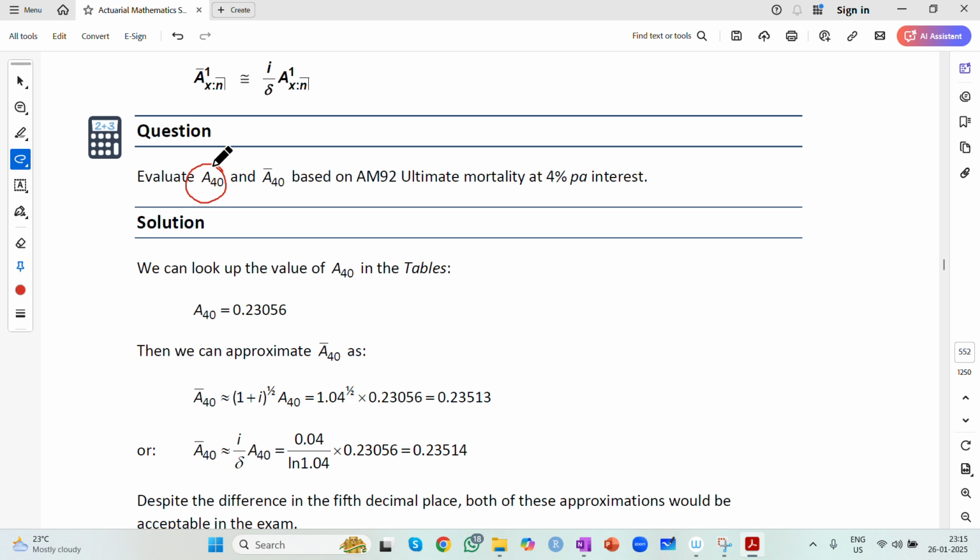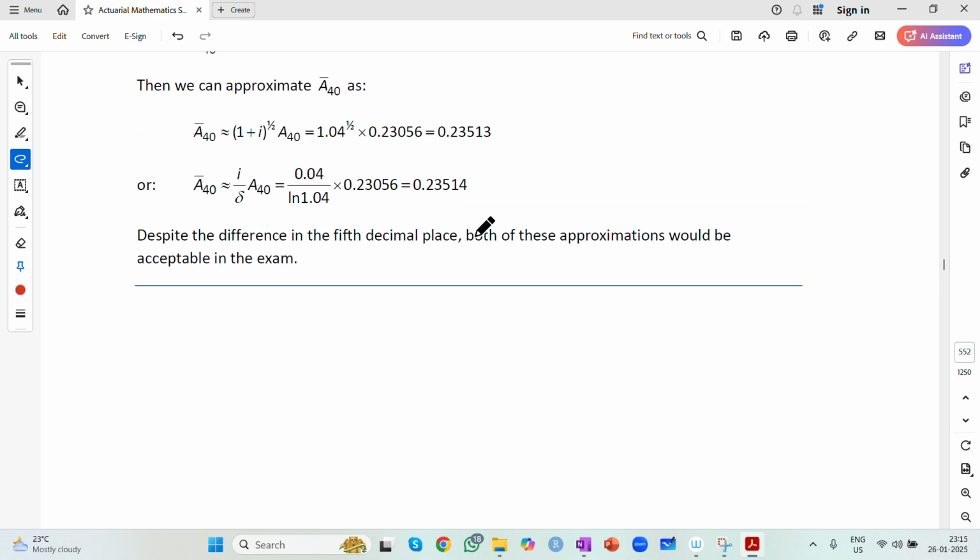The value of A40 is readily available in the formula book. And to find A bar 40, either we integrate or we can use the approximation from the formula book. Once they have already said in the question to use the formula book, we find the value of A40 and then get its value by using the claim acceleration principle.